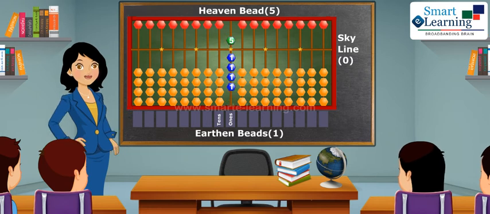To make 9, all the beads touch the skyline. That is, 5 heavens plus 4 earthen is equal to 9.